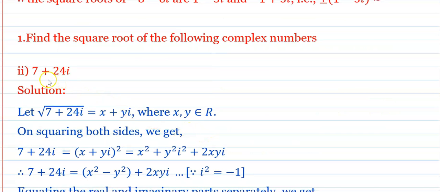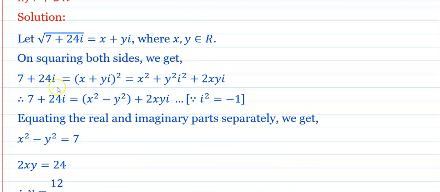Now the next, find the square root of the complex number 7 plus 24i. Let root of 7 plus 24i is equals to x plus yi, where x and y belongs to set of real number. Squaring on both sides, 7 plus 24i is equals to (x plus yi) whole square. Again we will do the expansion: x square plus y square i square plus 2xyi middle term. i square means what? Minus 1. Therefore, you will get x square minus y square plus 2xyi. Now equating the real and imaginary part.